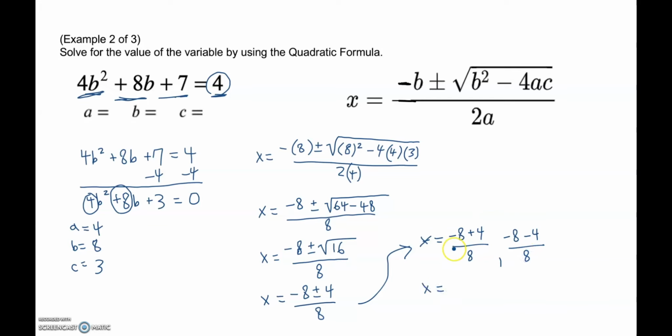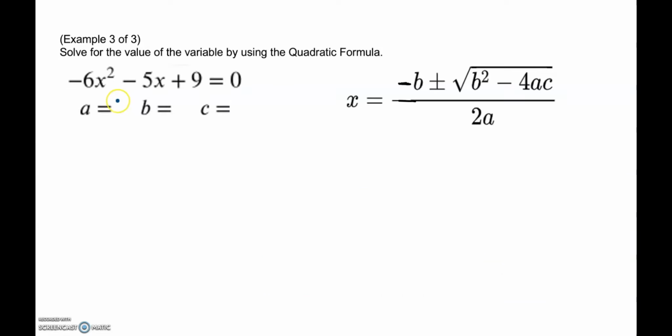What is negative 8 plus 4? This should actually be negative 4, right? And what is negative 8 minus 4? That's right, it should be negative 12. So negative 4 over 8 is actually negative 1 over 2, right? Because 4 goes into 4 once, and 4 goes into 8 twice. And now negative 12 over 8 is actually negative 3 over 2, because 4 goes into 12 3 times, and 4 goes into 8 2 times. So there's two answers here. X is equal to negative 1/2, as well as x is equal to negative 3 over 2.